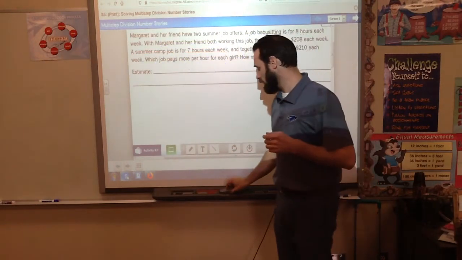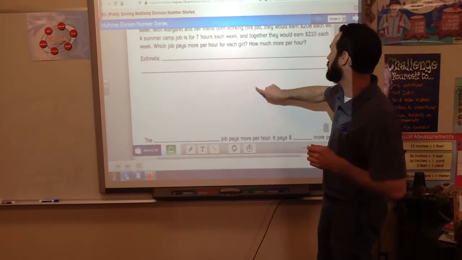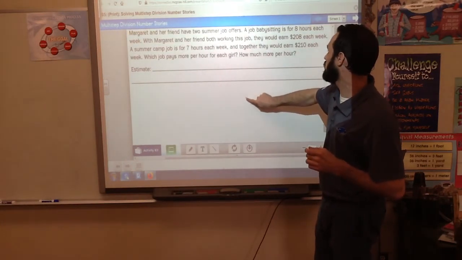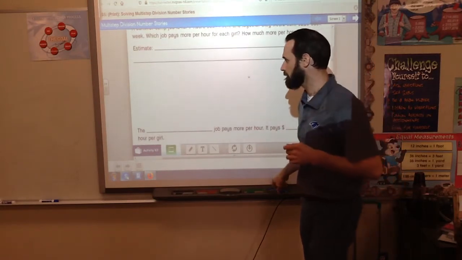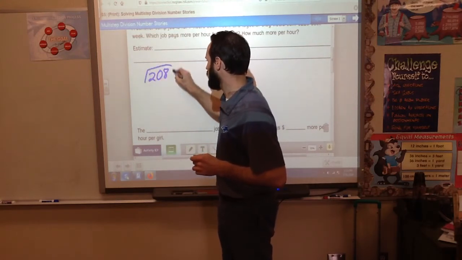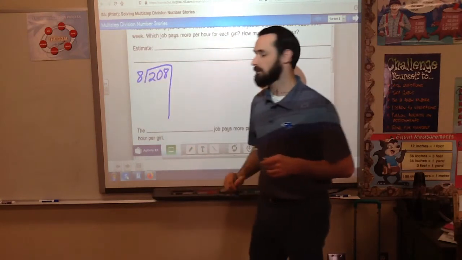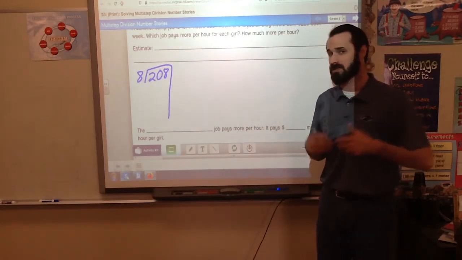So first thing we're going to do, I'm going to move this up a little bit so we have our workroom here. We've got the babysitting job, which is $208, and the girls have to work 8 hours at that. Because we know we're going to have to do a lot of division here. It's multi-step division.